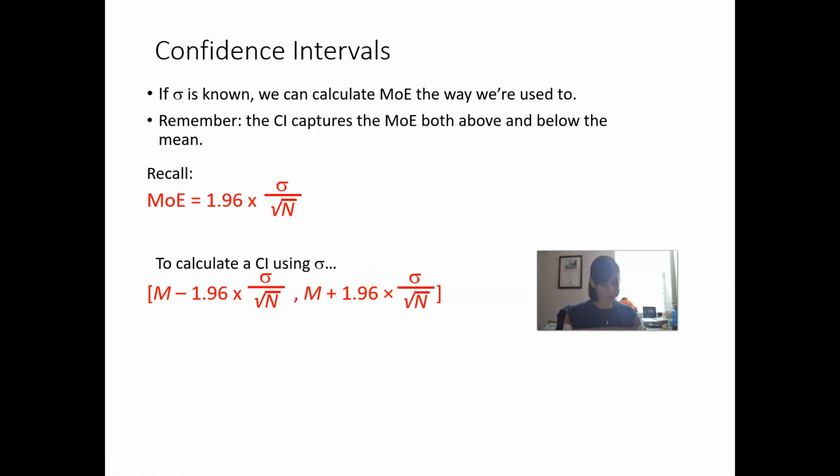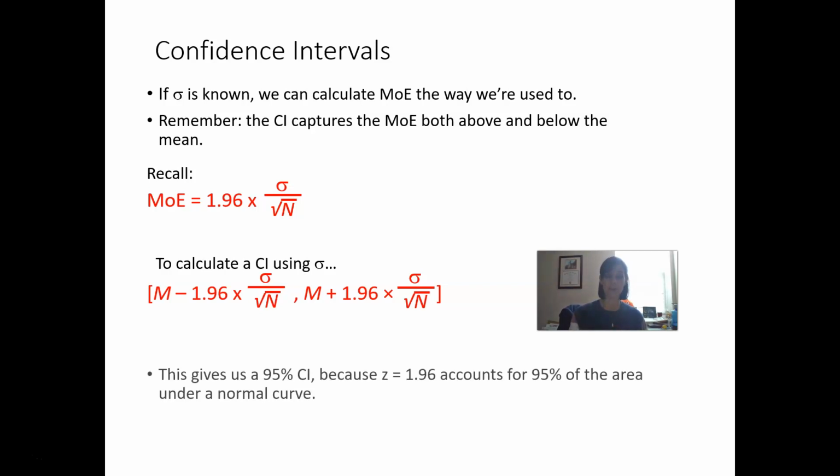Now, one thing your book mentions on page 102 is generally for eyeballing purposes, you can round up 1.96 to 2. It's not going to be perfectly accurate, but for eyeballing purposes, it'll give you a pretty good feel for that. So this is going to give us a 95% confidence interval because a z-score of 1.96 accounts for 95% of the area that is under a normal distribution.